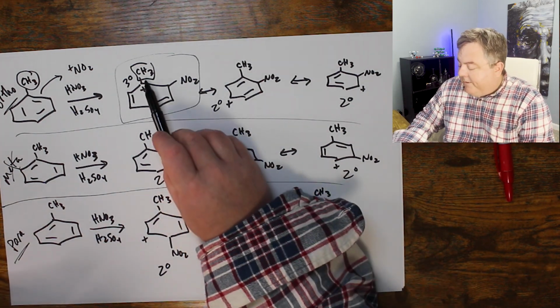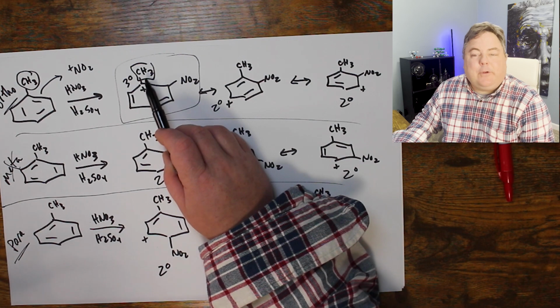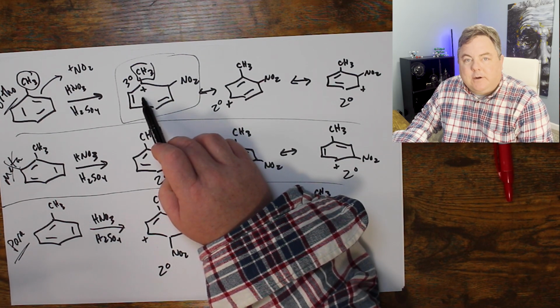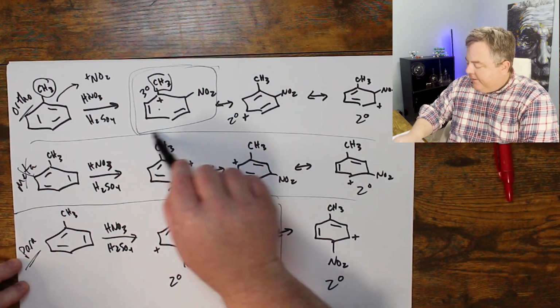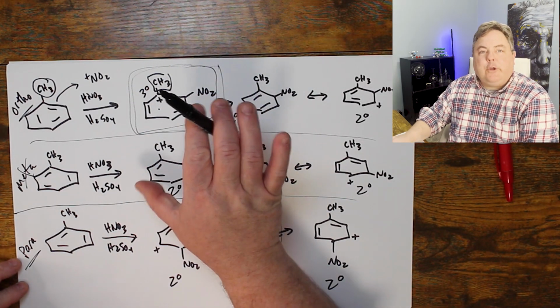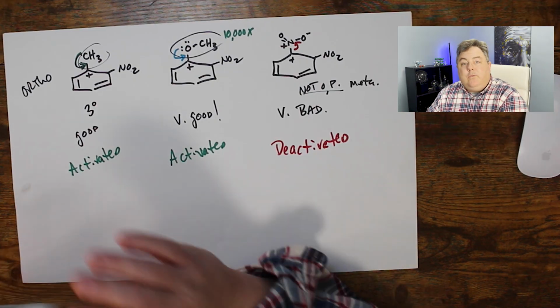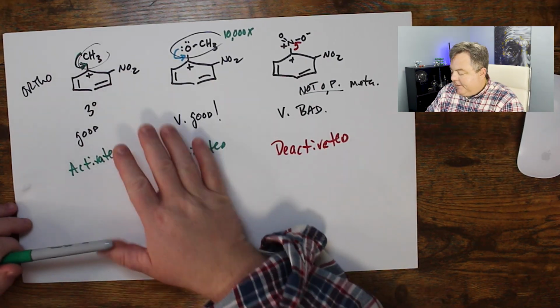So what if it's a different type of group? What types of groups help that positive charge, and what types of groups would hurt that positive charge? So I'm going to take this one right here, and I'm going to show you 3 different scenarios if it goes on ortho. There's one more thing we should talk about when it comes to these.